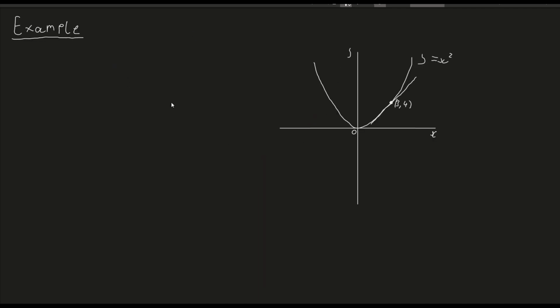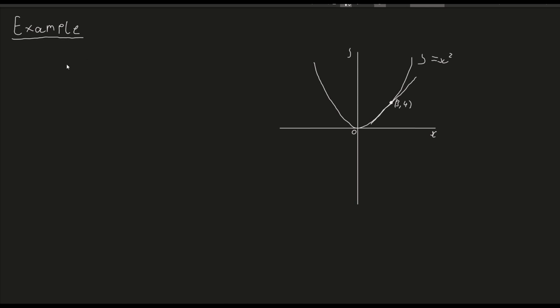So here I have an example. Here I have a smaller version of that. So we have again y equals x squared, and I have the point 3, 4, and what I want to do is find out what is the gradient of the tangent line at this point 3, 4, and I've just drawn this in.